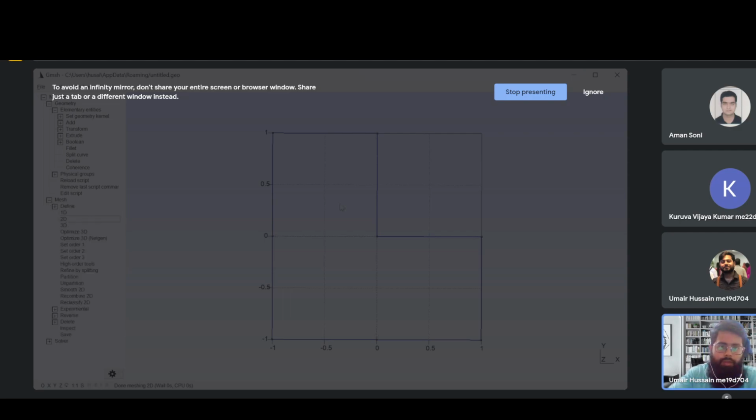Right now we have quite a coarse mesh here. You can see the green lines. So you are using triangles. Yes, we can change that too. We can have a quad mesh also. I can change the element size factor to change the size of the elements.